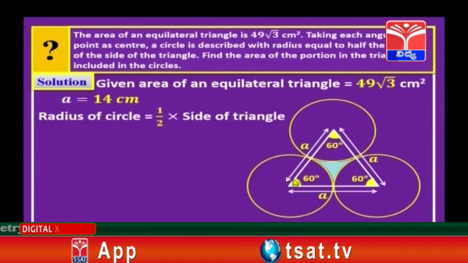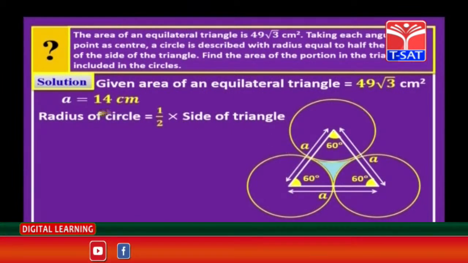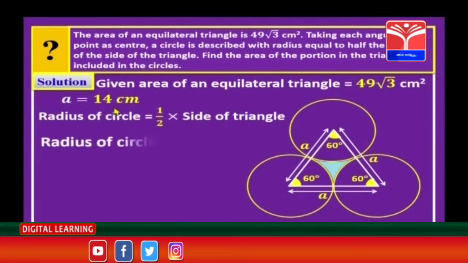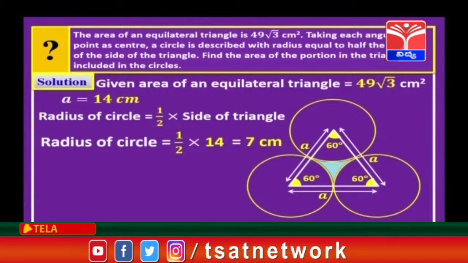Okay children. Now what is the radius of the circle, children, here? It is half of the side of the triangle and we got the side as 14. So half into 14 we get 7 centimeters. So we got radius as 7 centimeters.